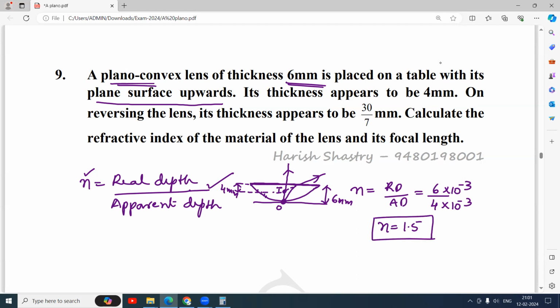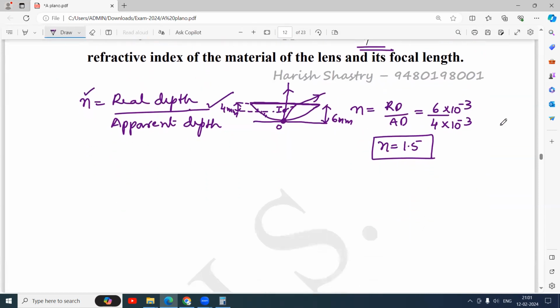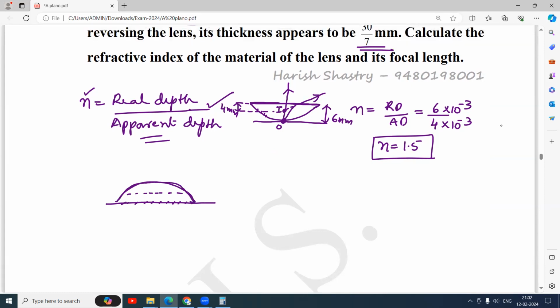Now we will go to the second part, which is very interesting. On reversing the lens, its thickness appears to be 30 by 7 millimeter. Of course, the real thickness remains the same, 6 millimeter. Now, when you reverse the lens, the whole thing gets reversed. You can't use this formula now, because if you have something written on the table, it appears to be somewhere here, and that is not because of the refraction at the plane surface, it is because of the refraction at the curved surface. So how to solve this now?